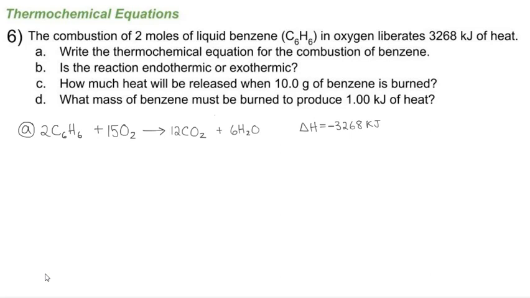Now B says, is the reaction endothermic or exothermic? And of course, because we have a negative delta H, heat's being liberated, so this is an exothermic reaction.